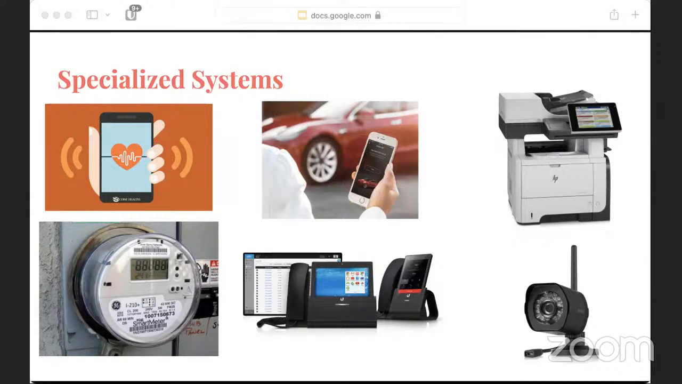VoIP systems sometimes have an interface for direct remote login or management. Printers, believe it or not, can always be a source of an attack because they have very poor security. And surveillance systems as well, especially those that are connected to the internet.